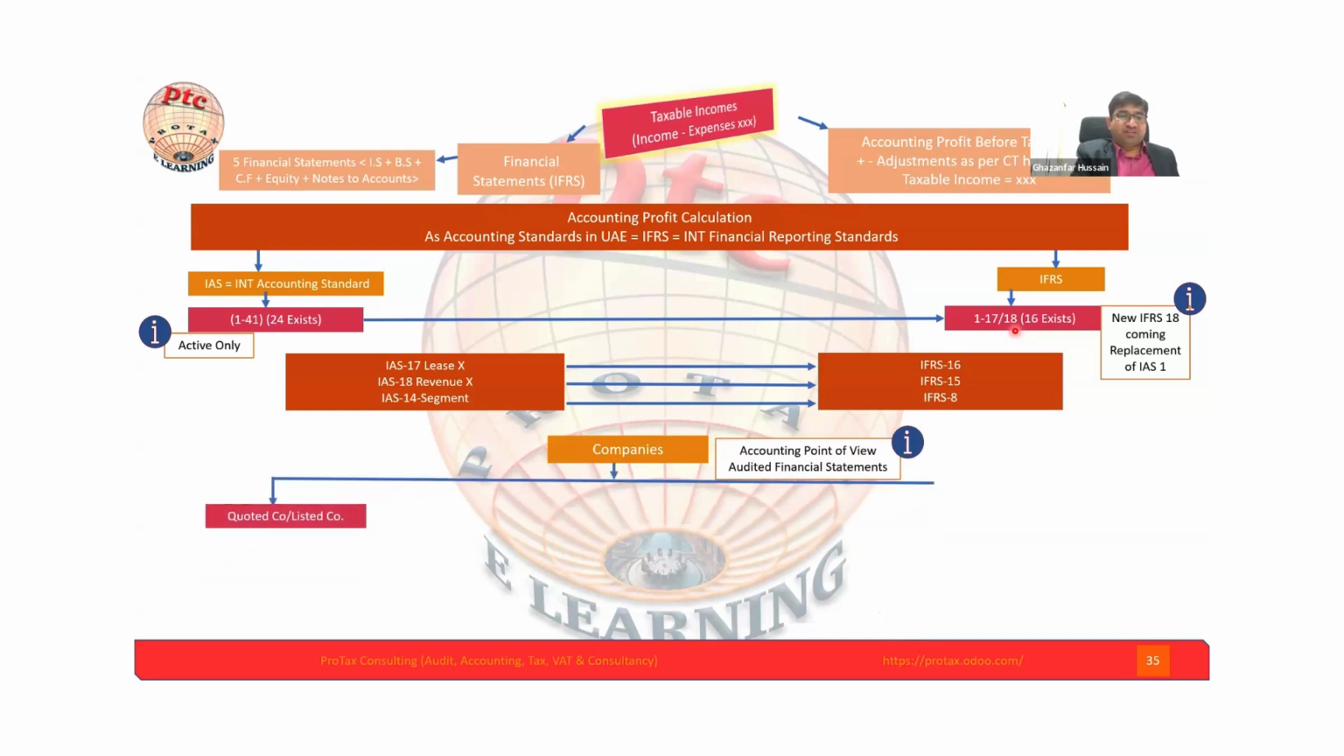From the accounting point of view, audited financial statement. Here we discuss the quoted company and unquoted company. For understanding, the quoted or listed company will follow full IFRS. Apart from that, all other companies, as per the IFRS, can follow the SME IFRS or full IFRS. But the UAE tax law has given some condition. They said less than 50 million, you have the option to follow the SME IFRS.